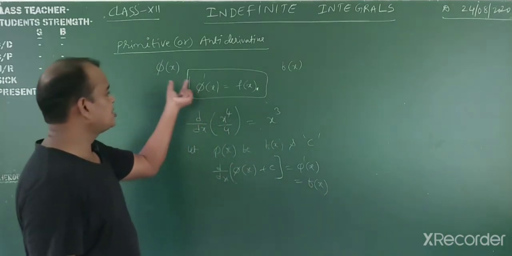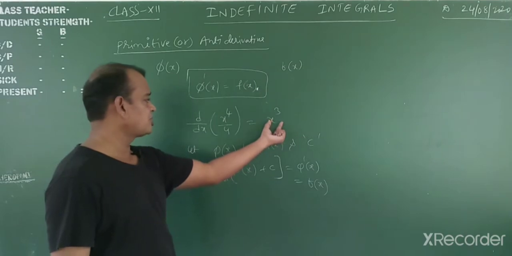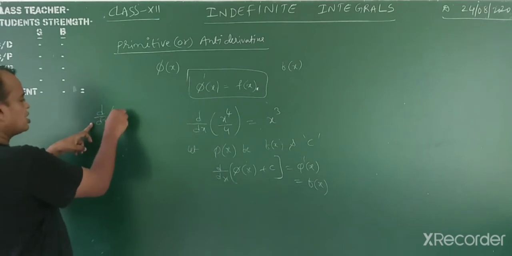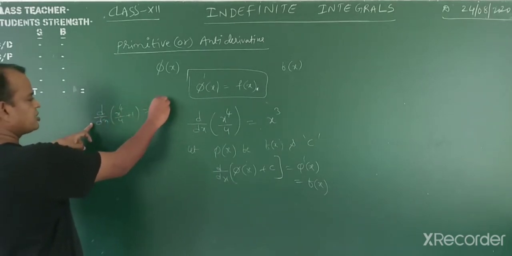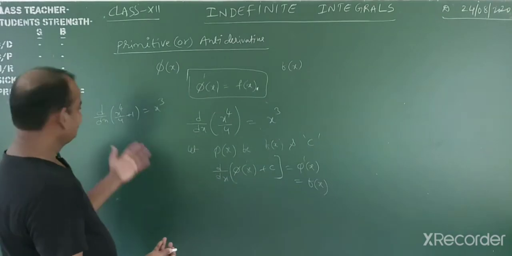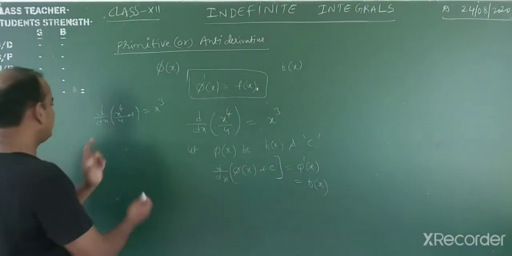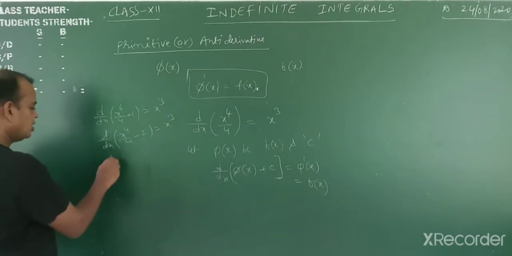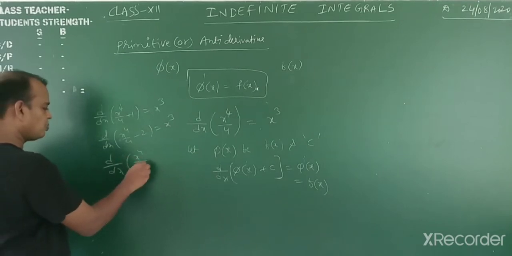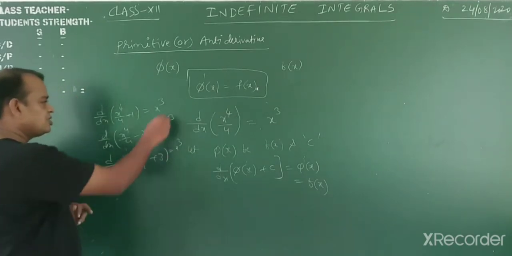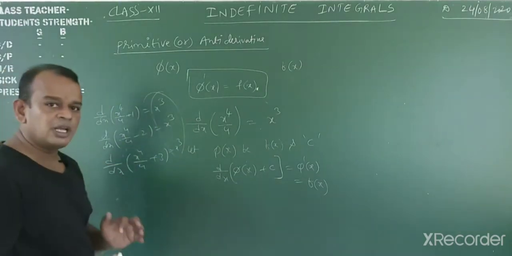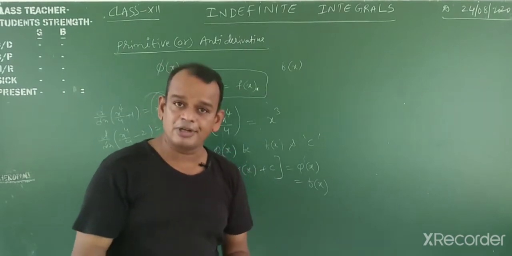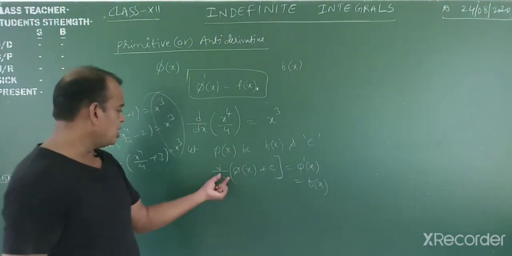Phi of x is the primitive of f of x. Here x cube is there, and its primitive is x power 4 by 4. Observe that the derivative of x power 4 by 4 plus 1 is 100% x cube, since the derivative of the constant is 0. The derivative of x power 4 by 4 minus 2 is also x cube. The derivative of x power 4 by 4 plus 3 equals x cube. This is one function. How many primitives does it have? X cube has infinitely many primitives, antiderivatives, or integrations. Yes or no?